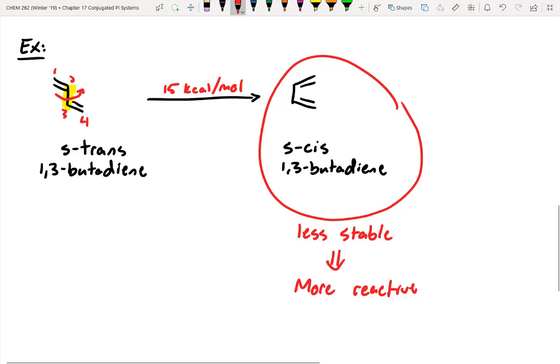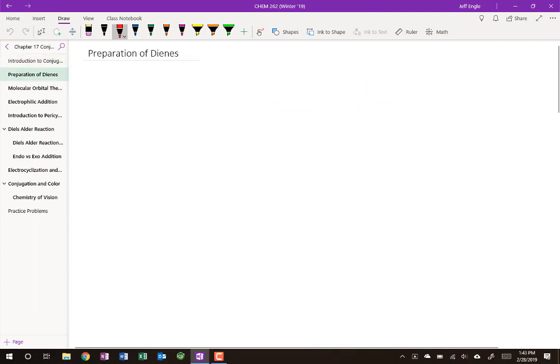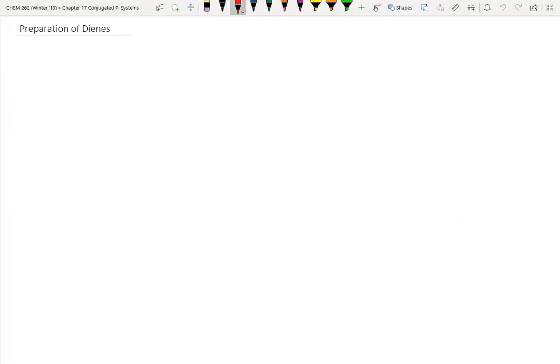All right, so now let's take a look at what this looks like with, or actually, sorry, I'm going out of order. Let's take a look at how we prepared these. And this will be a little bit of review. So I want you to help me predict what reagent we would need to accomplish the formation of butadiene.